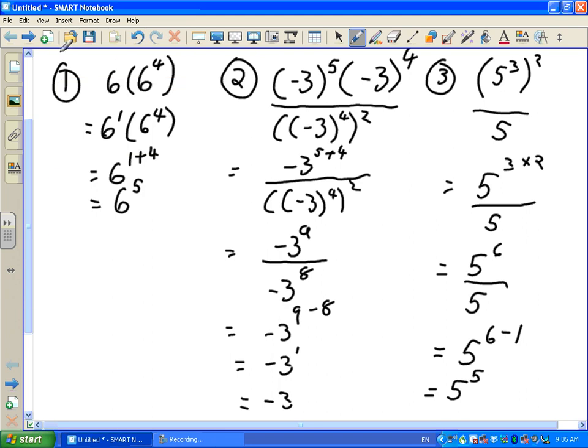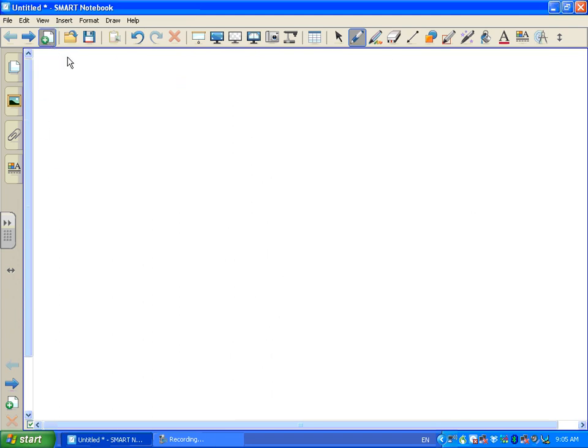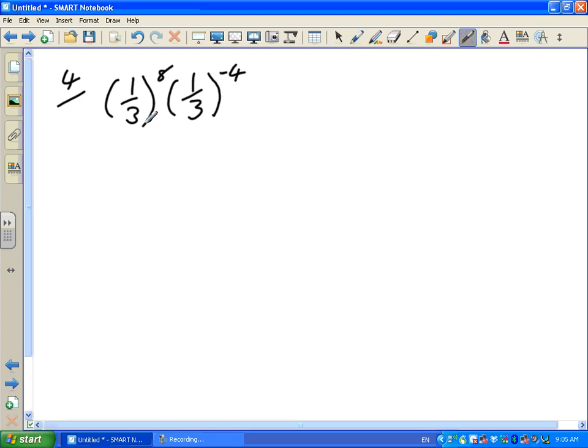Okay, question number 4. Question 4 says 1/3 to the power of 8 multiplied by 1/3 to the power of negative 4. Our bases are the same, and this is a multiplication question, which means I need to add the exponents on top.